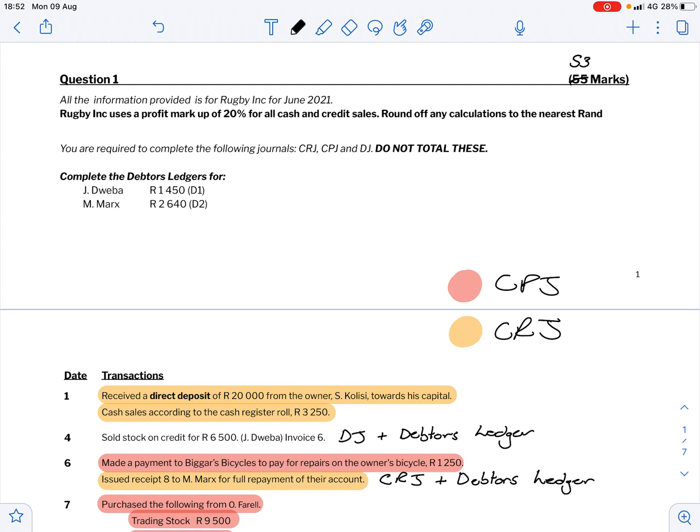they tell you all the information is provided for Rugby Inc. for June 2021. They tell you that Rugby Inc. uses a profit markup of 20% for all cash and credit sales, and that you need to round off any calculations to the nearest rand. You need to complete the CRJ, CPJ, and DJ and do not total them, as well as completing the debtors ledgers for J. Dweber and M. Marks.